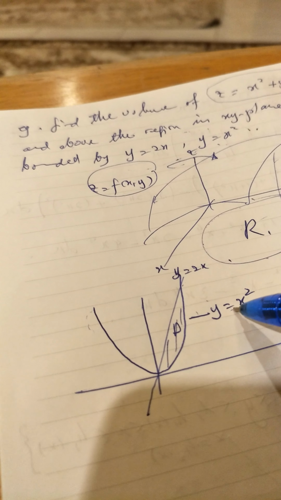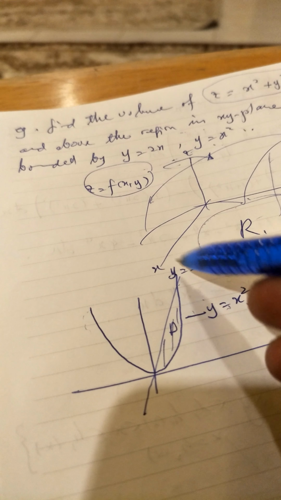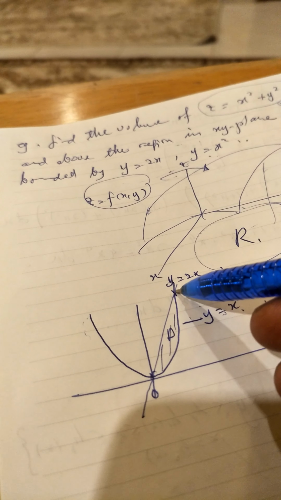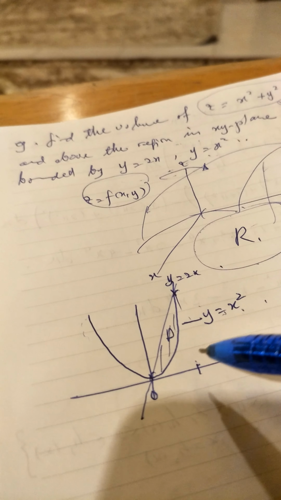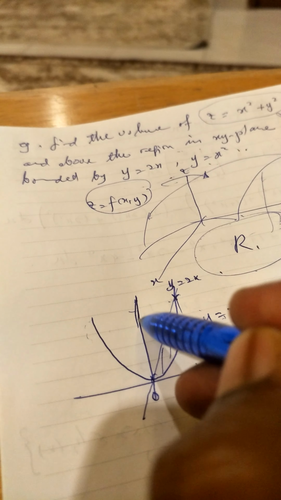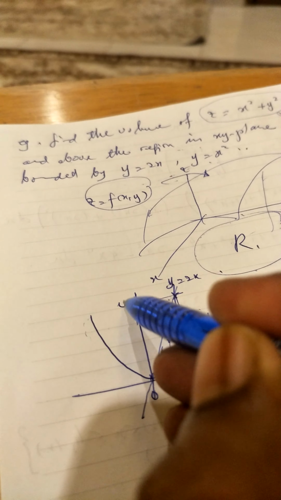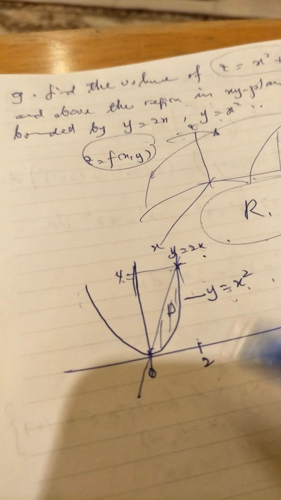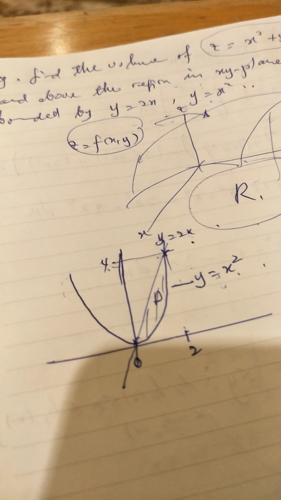If you solve these two equations, you can find the intersection points: 0, and here is 2 and here is 4. Solve these two equations, then you can find those 2 and 4.